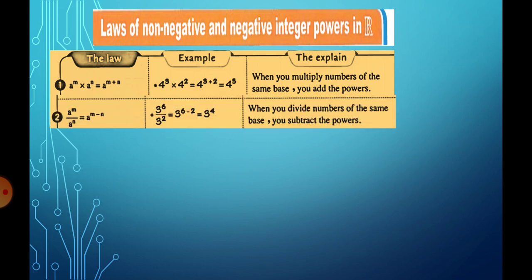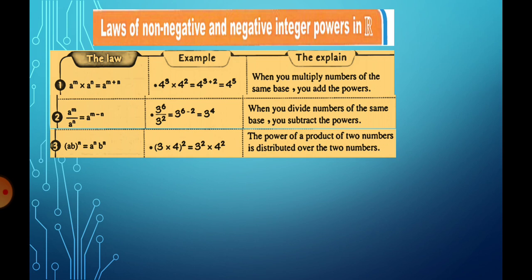If we have a to the power m divided by a to the power n, we drop the same bases a and subtract the powers: a to the power m minus n. Like 3 to the power 6 over 3 to the power 2 equals 3 to the power 6 minus 2 equals 3 to the power 4.